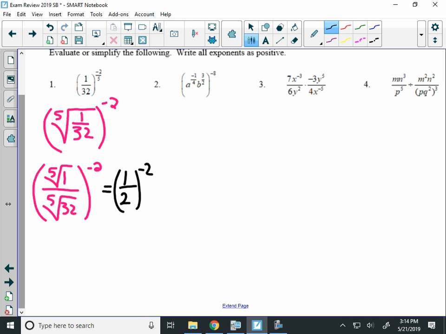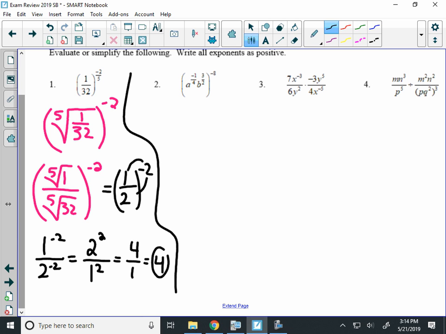When I distribute the exponent of negative 2 to both, I'll have 1 to the negative 2 over 2 to the negative 2. Because I have negative exponents, I need to move locations in the fraction. So 2 squared becomes positive when you move it over, 1 squared. 2 squared is 4 over 1, which equals 4. That's the value for number 1.